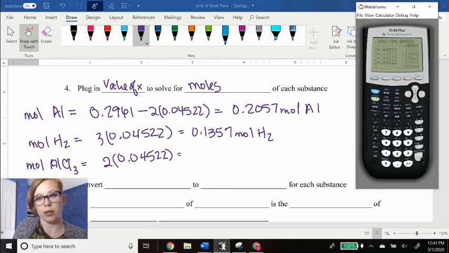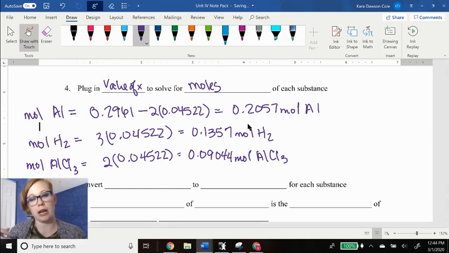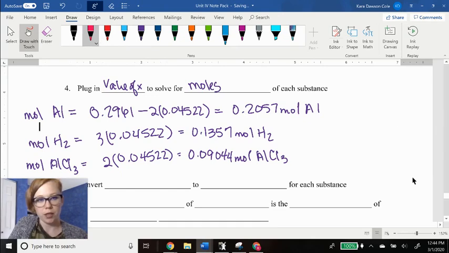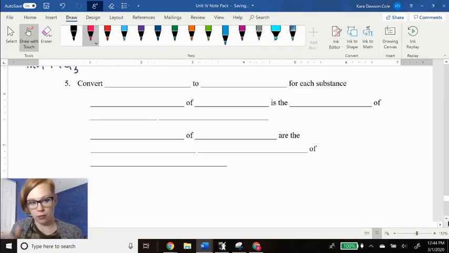2 times 0.04522 is 0.09044. So again, all of these are moles of the substances, because anything that goes into my BCA table is moles and anything that comes out of my BCA table is also moles. Okay, so then last step of this whole setup right here.